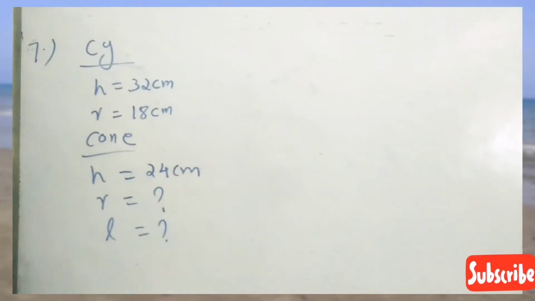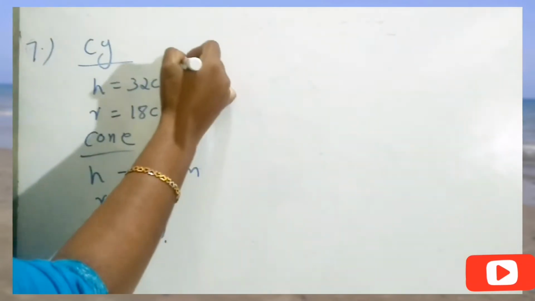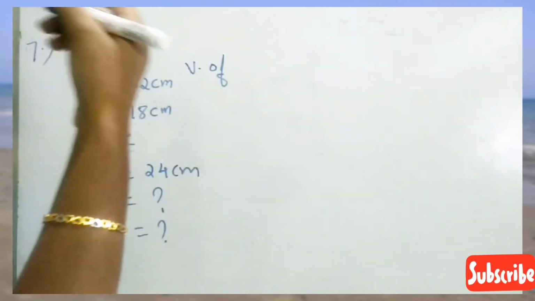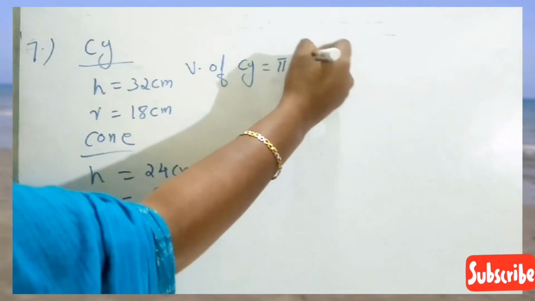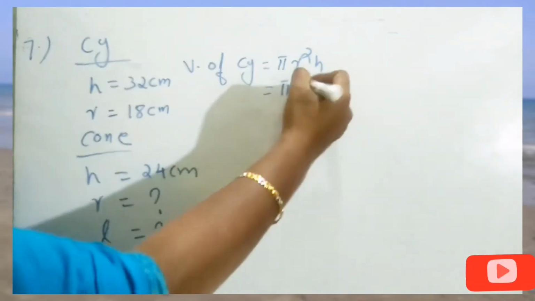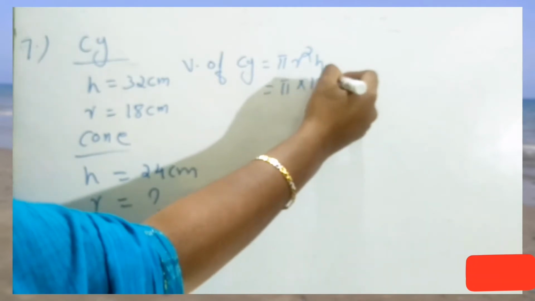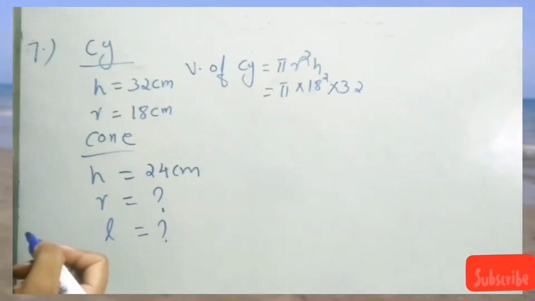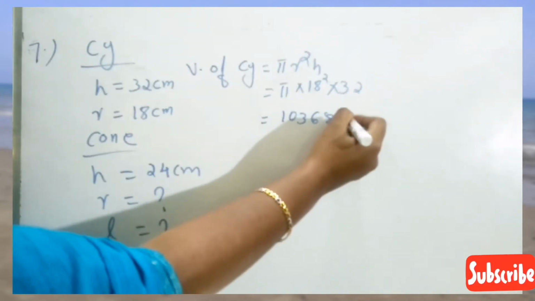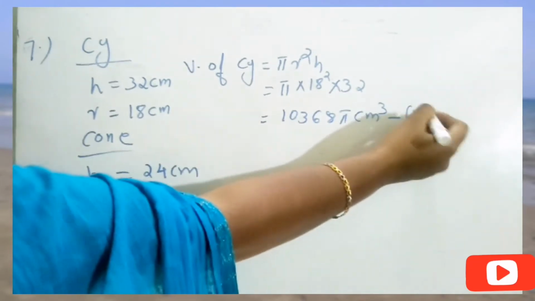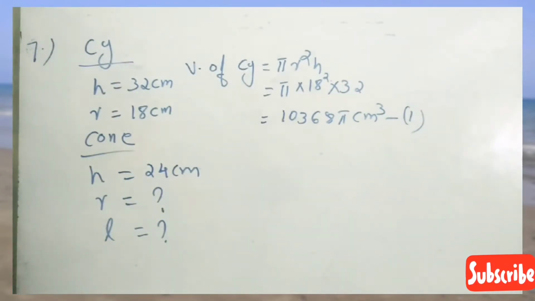Here the volume of the cylinder is equal to the volume of the cone. Volume of the cylinder is pi r square h, which is equal to pi into 18 square into 32. That is equal to 10368 pi centimeter cube. Put it as equation number 1.